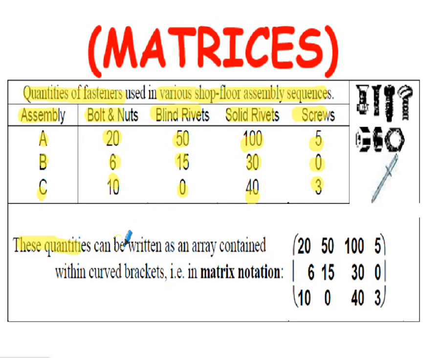These quantities can be written as an array contained in a curved bracket form, and this is known as matrix notation. So here are curved brackets around the above information, which forms a matrix.